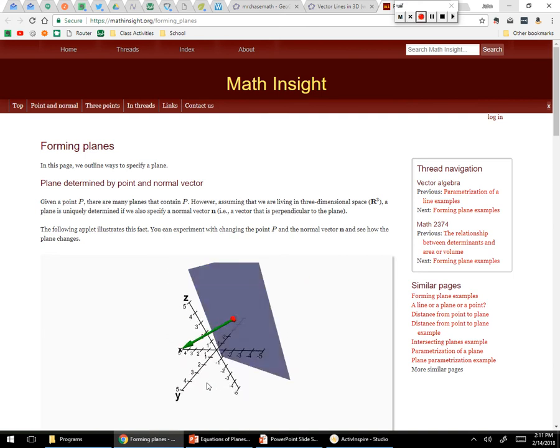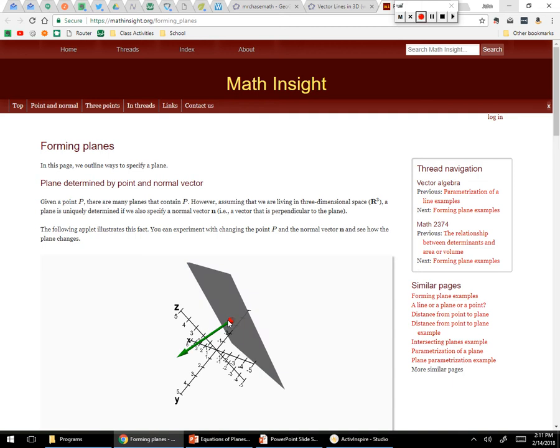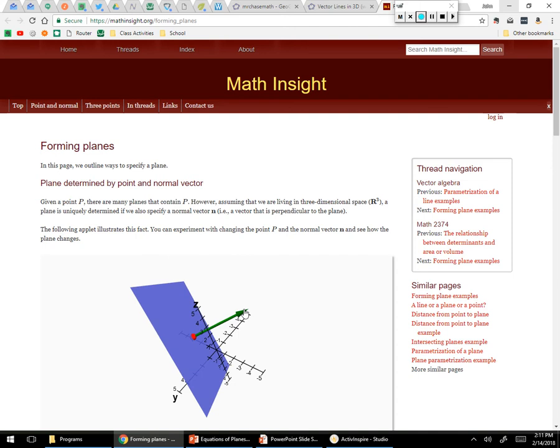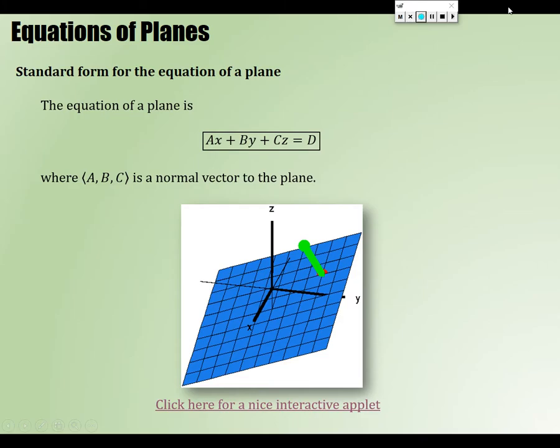This idea that you can say where the point's going to be, and you can say where the plane's going to point, and that uniquely defines the plane, right? This is the picture that goes along with what we've been saying.